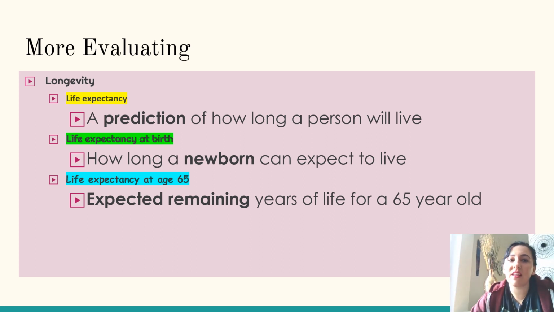Next we can look at longevity, which is a little bit more exciting. We can look at total life expectancy, which is the prediction of how long a person is going to live, or how many years they have left. Then you can look at life expectancy at birth, and you can look at life expectancy at age 65, which is how many years that person has left after the age of 65.